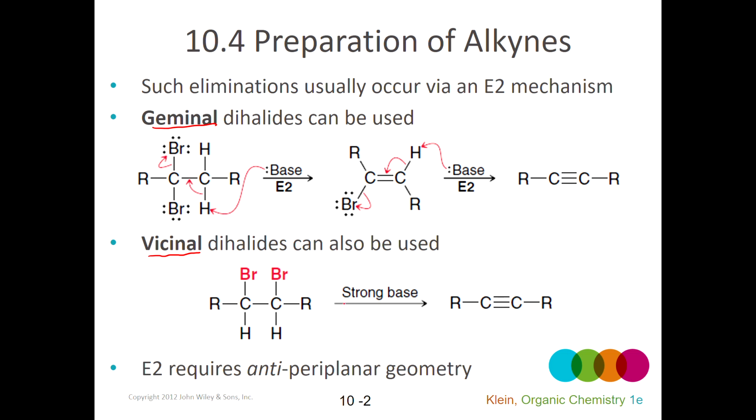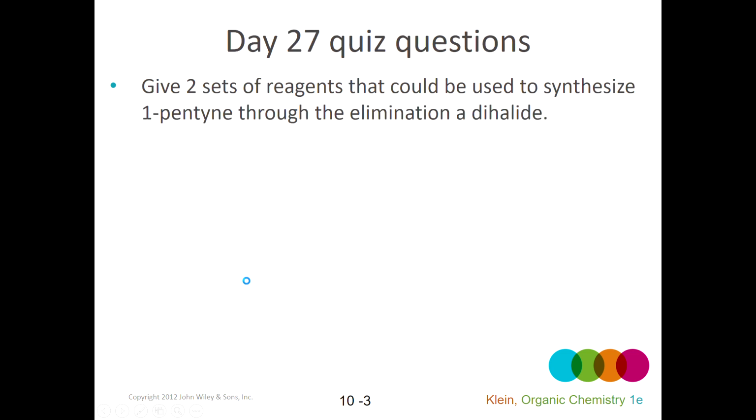So here, my strong base would pick off one proton and push that bromine out, and then another molecule of the strong base would pick up the other proton and push the other bromine out. They still have to be anti-periplanar because it's E2, but as long as that setup works, I can create an alkyne from that as well. So geminal or vicinal dihalides are the options there, and that's really the background you needed to answer the first question on the quiz questions today.